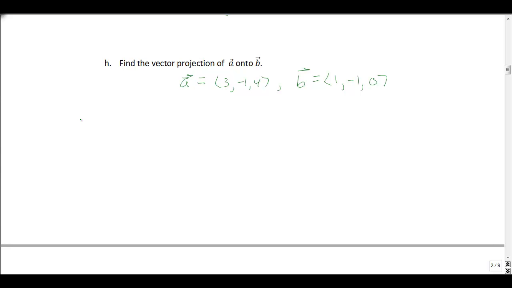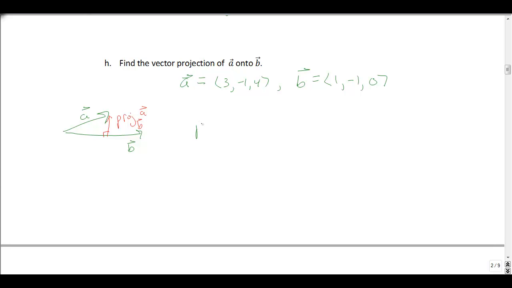The picture, when you look at this, is you've got a vector here. Let's see, this vector is a, and then there's some other vector b here. And what we're looking for is really this vector here, where we get a right angle. So that red vector is the projection of a onto b. So that's really what we're looking for here.